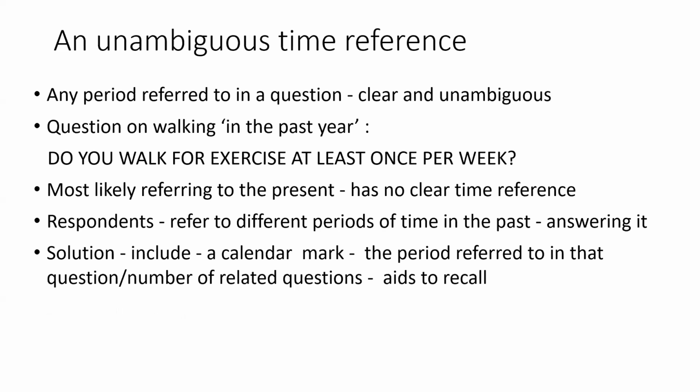Then, of course, there is the ambiguity with regard to the period for which you are asking the question. If you just ask, do you walk for exercise at least once per week? Are you referring to the current time? Are you referring to the past, and how far in the past? So you have to be very clear about how far in the past you are asking about a particular exposure or outcome. There should be clarity about time reference when you are framing your question. There are, of course, aids to recall when you are asking a question in which there is recall, about which we'll see in the next session.